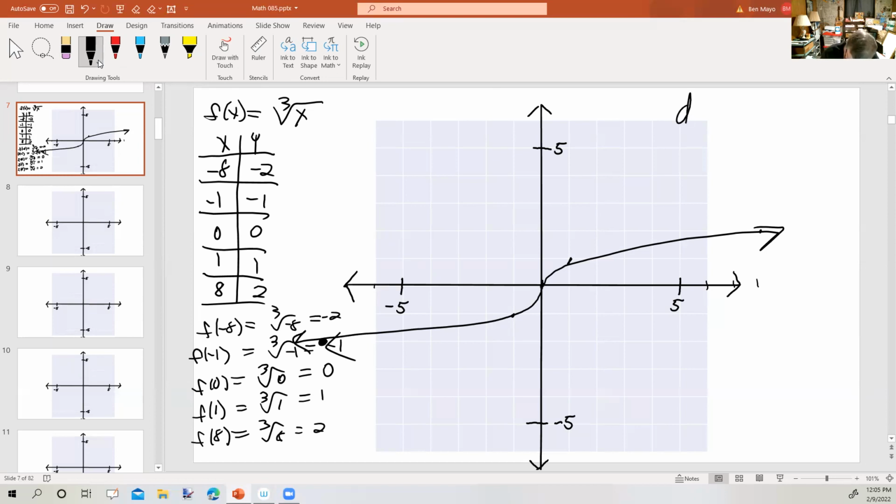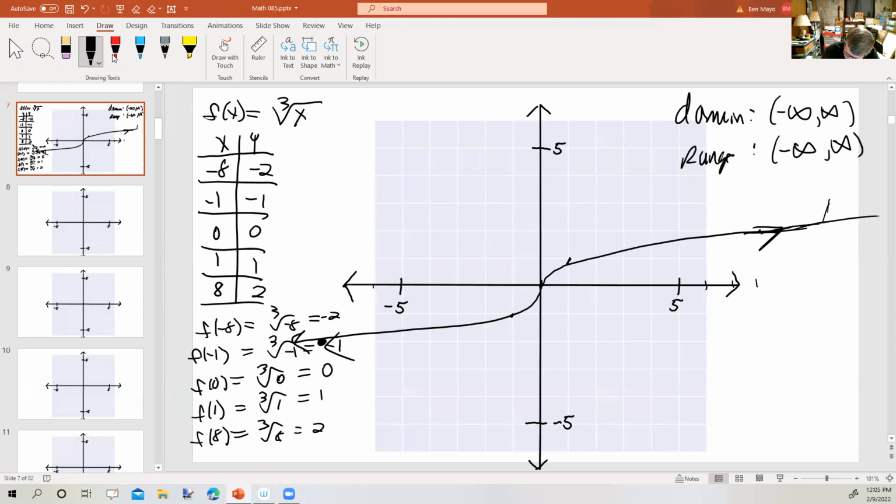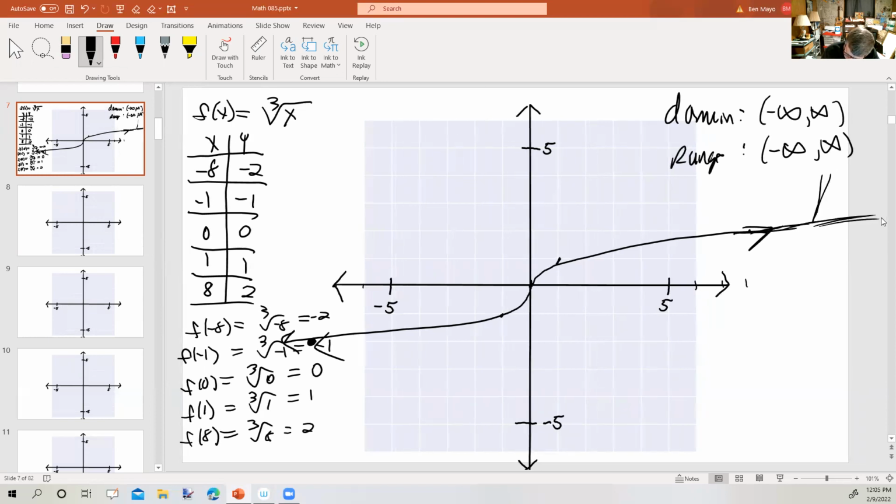What's the domain of that thing? It would be all real numbers, and the range would also be all real numbers. Because as this thing is going to the right, it's going up. So it's going over to positive infinity in terms of x, up to positive infinity in terms of y. As this goes to the left, it's going down. So again, negative infinity in terms of x and y. Okay, let's see here.